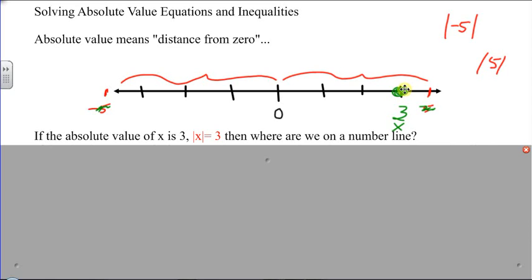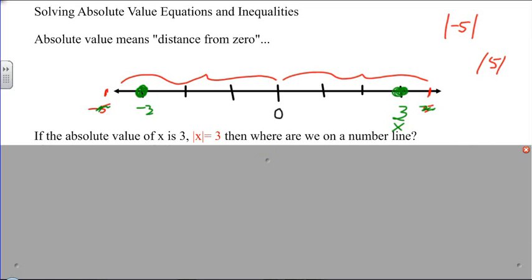But is there any other place on the number line where it's a distance of 3 away from 0? As a matter of fact, if you go out to -3 on the number line, that's also a distance of 3 from 0. It's 3 hops from 0. So there are really 2 locations on that number line that represent the absolute value of x being equal to 3. So we've got a total of 2 answers there.